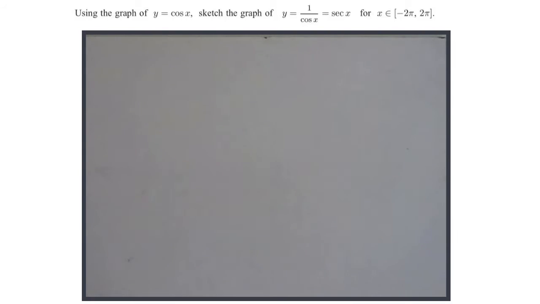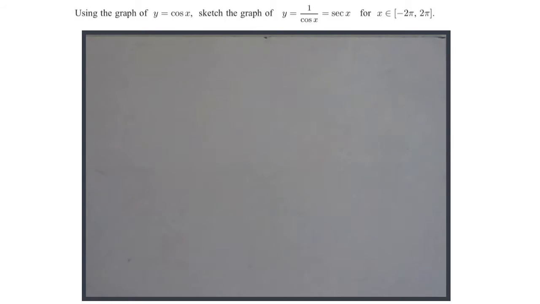Using the graph of y equals cos x, sketch the graph of y equals 1 over cos x, which is sec x. So sec x is 1 over cos x. It's the reciprocal of cos x. So we're going to draw the graph of cos x and then use what we know about sketching reciprocal functions to sketch sec x. Okay, and we're going to do that on an interval between minus 2 pi and 2 pi.